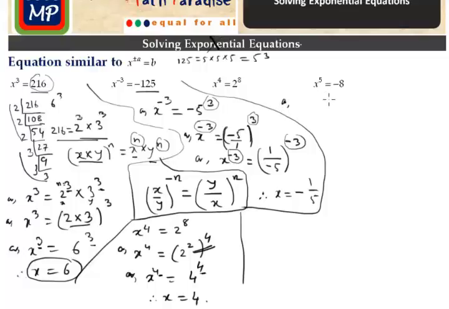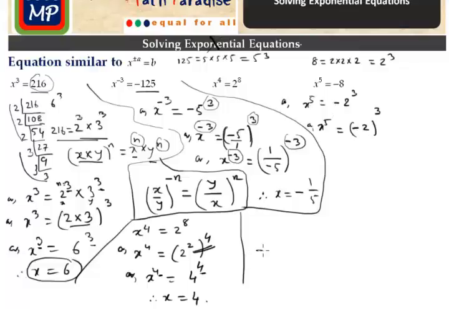x to the power 5 equals minus 8. So here x to the power 5 equals minus 8. 8 means 2 times 2 times 2. That means 2 to the power cube. So 2 to the power cube. Or x to the power 5 equals, we can even do minus 2 to the power 3, because this odd power will bring the minus.